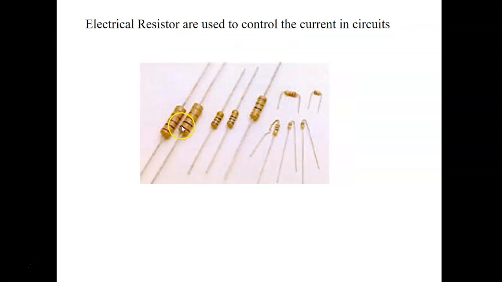You may have seen something that looks like this if you've ever opened up a device that's got electrical components. These are specifically called resistors, and they have a colored band system to tell you what resistance they are. Each color stands for a different amount of resistance. So that's what these bands are on them, if you've ever wanted to know, and they come in different sizes as well.